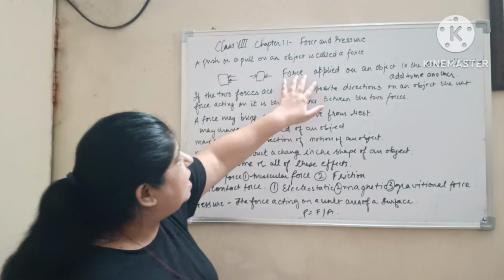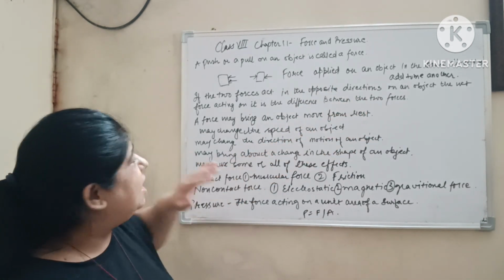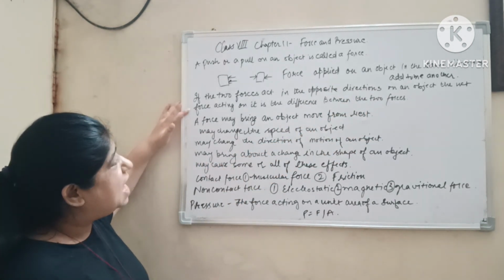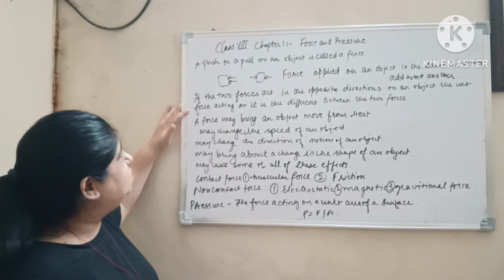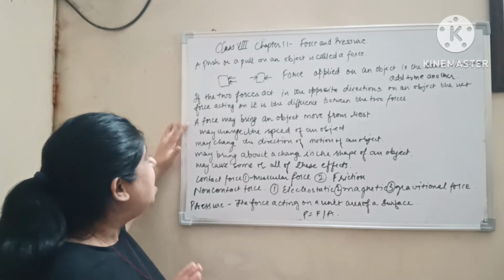You can read it: forces applied on an object in the same direction add to one another. If the two forces act in the opposite direction on an object, the net force acting on it will be the difference between the two forces.